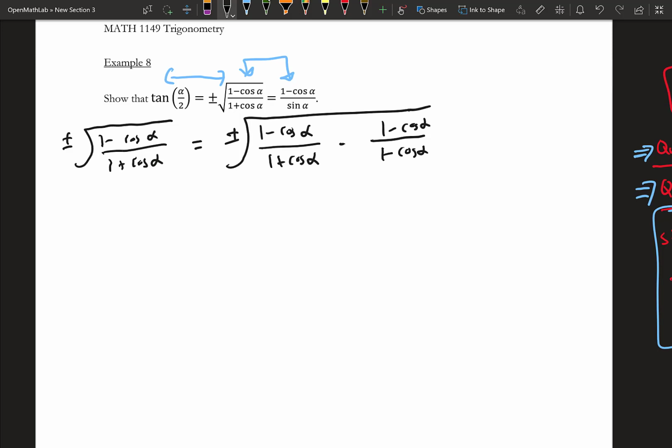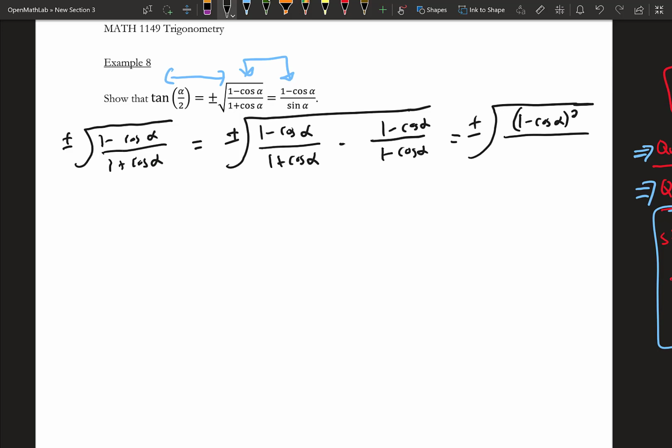Right, so we're trying to do some simplification. It turns out that multiplying by the conjugate here will allow us to simplify things a little bit. So we still have the square root plus or minus. In the top, underneath the radical, we have 1 minus cosine alpha times 1 minus cosine alpha. So that's just 1 minus cosine alpha quantity squared, right?